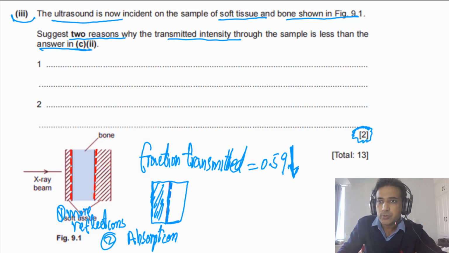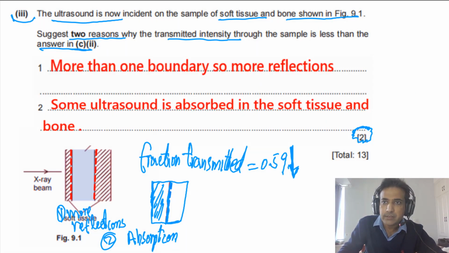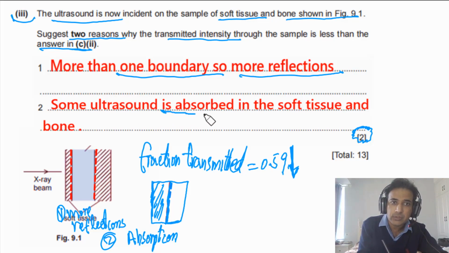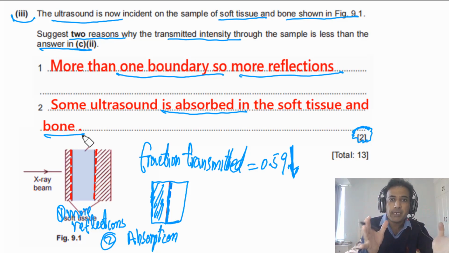Now let me show you how you can write down the answer. In the answer, you can mention these two points: more than one boundary, so more reflections, so the transmitted intensity will be lower, and some ultrasound is absorbed in the soft tissue and bone. You can also say in the matter. Matter means soft tissue and bone.